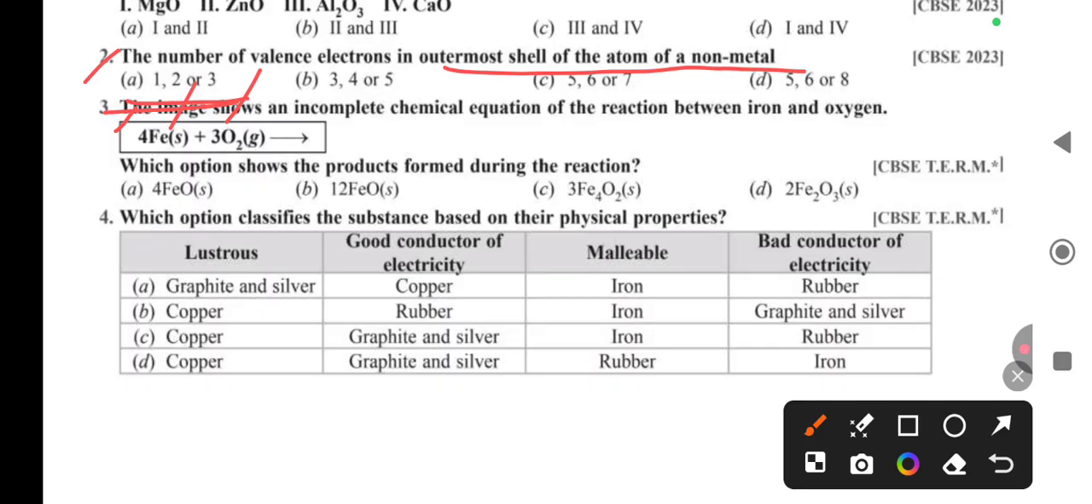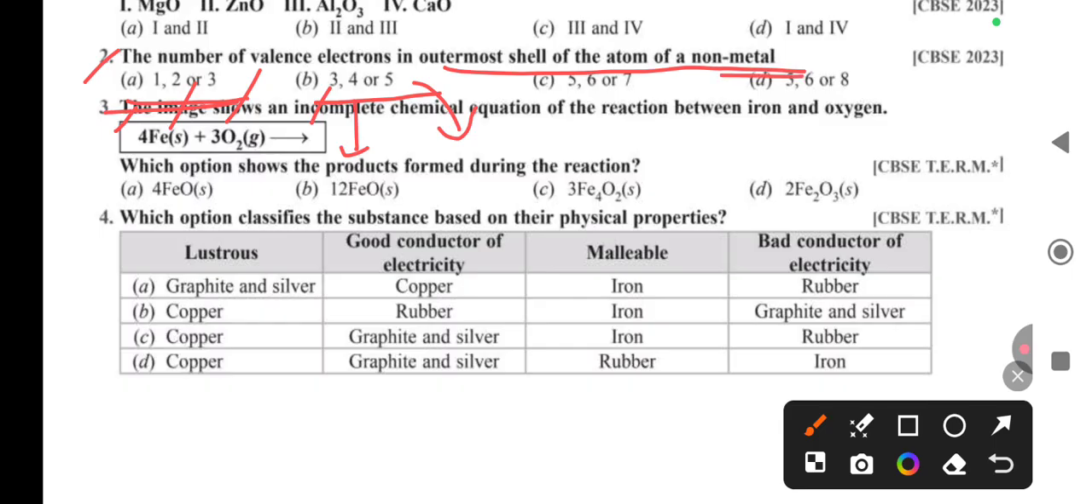Here the options given are 3, 4, 5. 3 will definitely be a metal because it is less than 4. With 4 in the outermost shell, it can behave as a metal as well as a non-metal. And 5 behaves as a non-metal. But the question asks that all should be examples of non-metals.